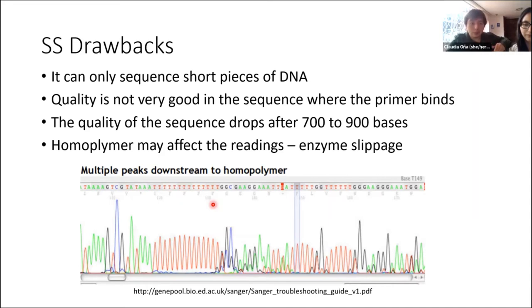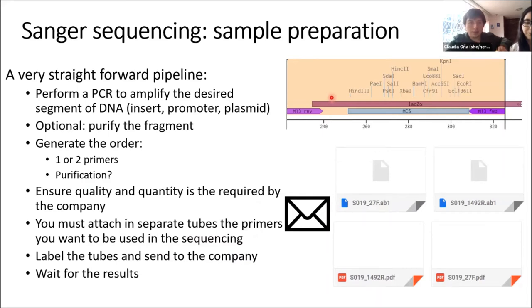Then the quality of the sequence drops after 700 to 900 base pairs. And when you have homopolymer sequences, like the one that I am signaling here, the reading might be affected because of enzyme slippage during the chain termination PCR. What might happen is that after this homopolymer motif, there might be some ambiguous peaks, or the general quality of the sequence is going to drop. This is why using two primers to sequence one single sample is very useful. We're going to see that here, but first we're going to see how we prepare the sample for Sanger sequencing.